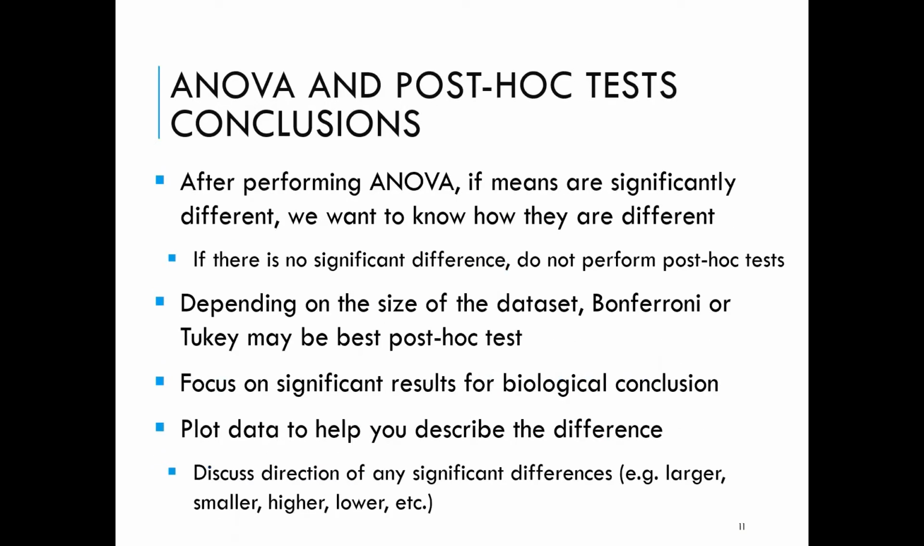So, the conclusions from the ANOVA and the post-hoc test. After performing the ANOVA, if the means are significantly different, we want to know how they are different. If there's no significant difference, that is, if the p is greater than the alpha, we do not need to perform a post-hoc test. Depending on the size of the data set, the Bonferroni or the Tukey test may be the best post-hoc test. In this class, either one is acceptable.